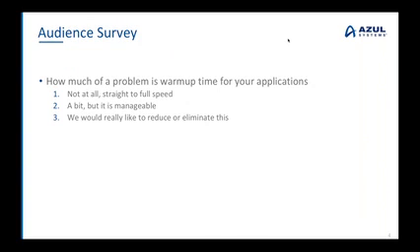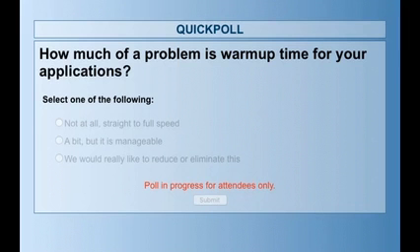So what I'd like to do is to ask you, the audience, a question. So if we can bring up the survey so you can answer this. The question is, how much of a problem is the warm-up time of your applications running on top of the JVM? And I've given you three possible answers. The first is, well, not at all. We go straight to full speed. We don't see any issue with that. Second is, it's a bit of a problem, but we have ways of managing it. And then the third answer is, we would really like to reduce or eliminate this particular part of the way that Java applications work.